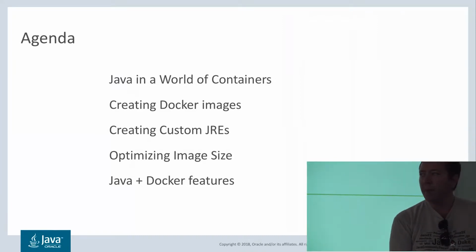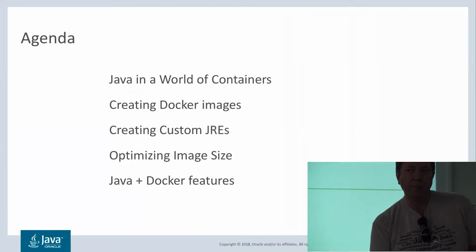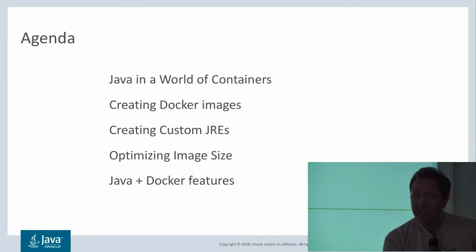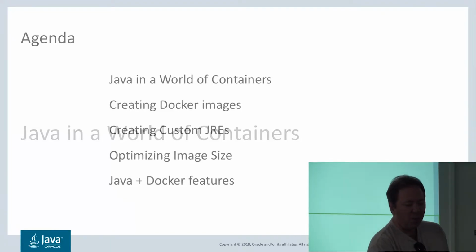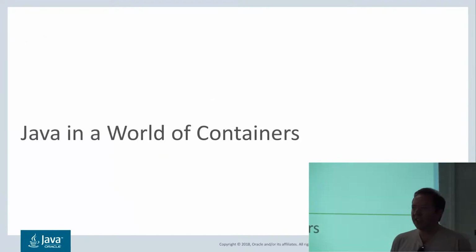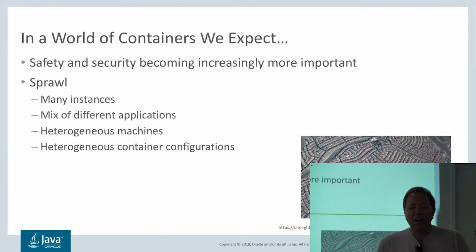I'm going to say something about images and how you can create your own and how you can optimize their respective sizes, which may or may not be important depending on your use cases. And then I'm going to say something about what we have done on the Java side specifically for Docker or containers in general. So let's start on a high level.